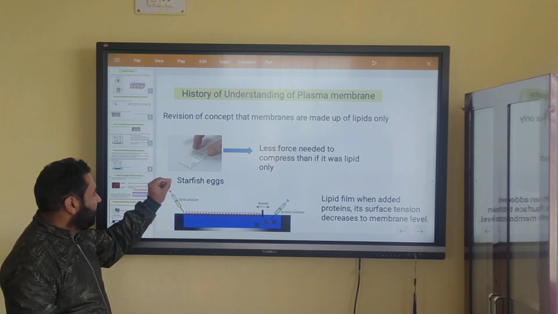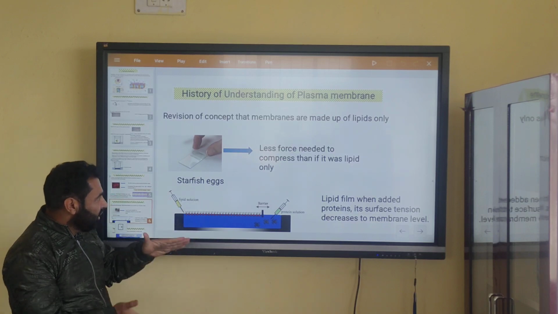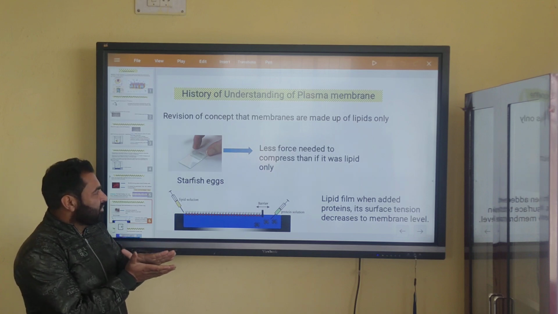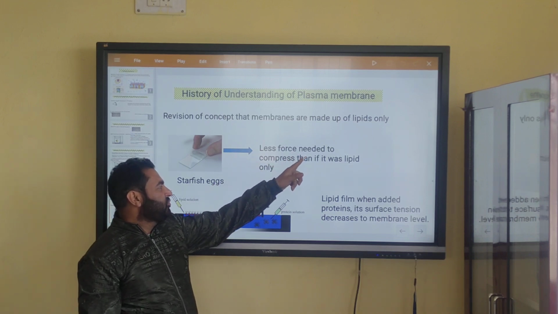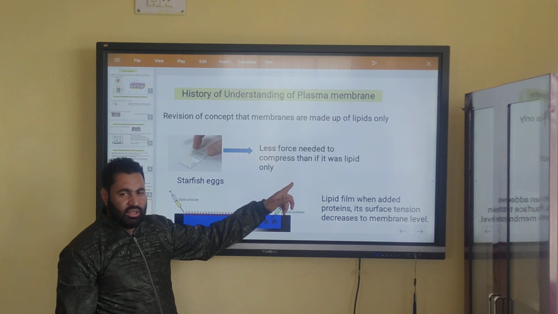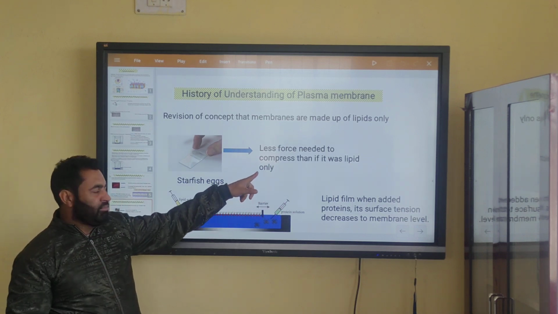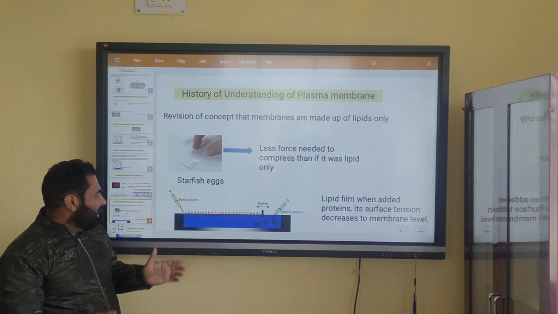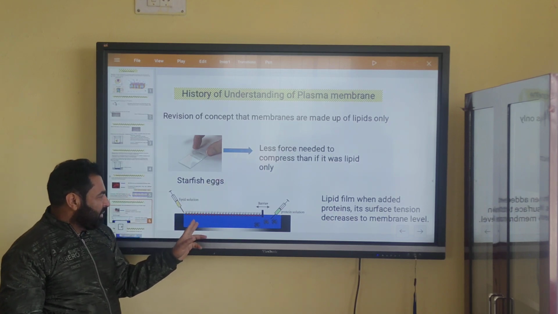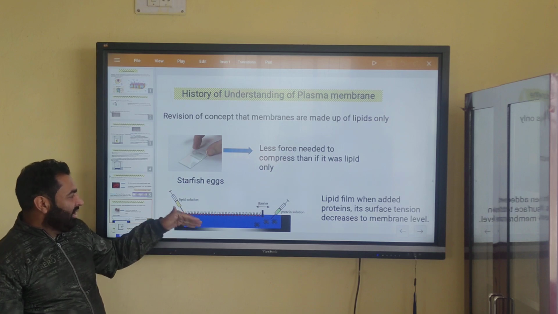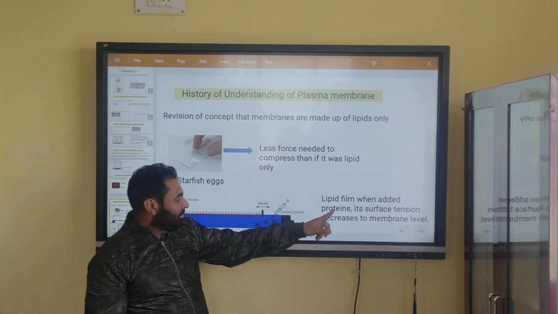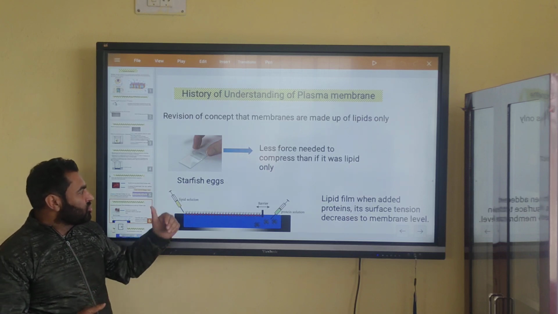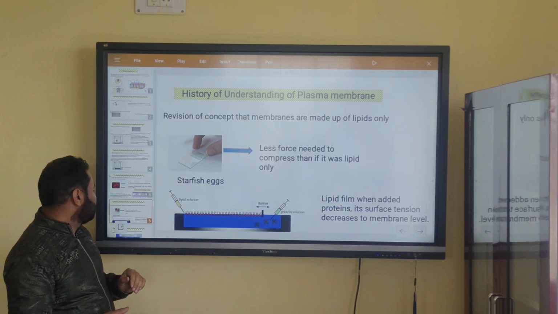One of the experiments was on a starfish egg. Once the starfish egg was placed between two cover surfaces, less force was needed to compress it than if the starfish membrane was only made up of lipids. Simultaneously, another experiment was done on lipid film. When we add proteins to a lipid film, its surface tension decreased.